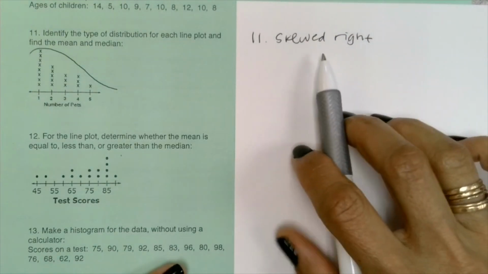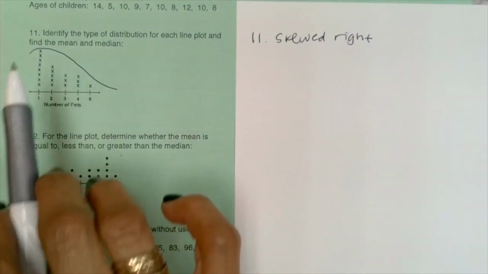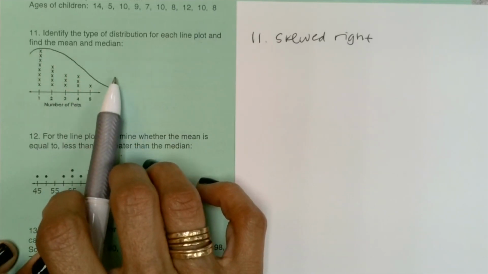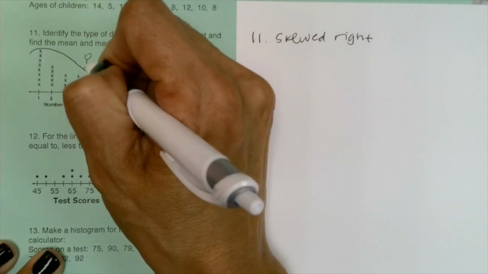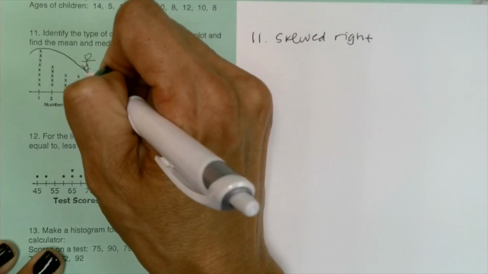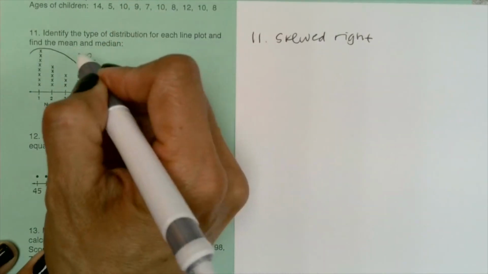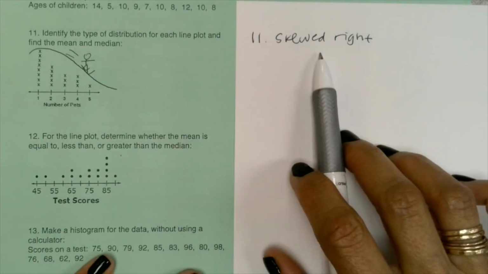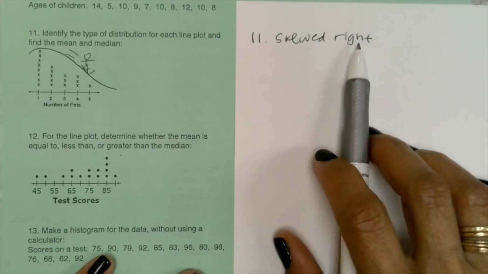The type of distribution is that it's skewed right. And again, you can look at this. It kind of looks like a slope. And if you had someone skiing, here's my little guy on skis, the person is skiing to the right. So it's kind of nice to think of that as skewed right or ski right.